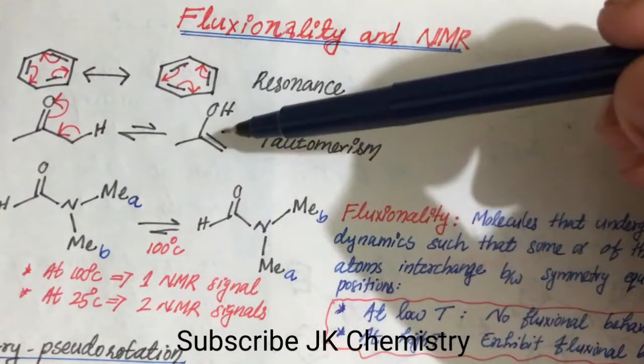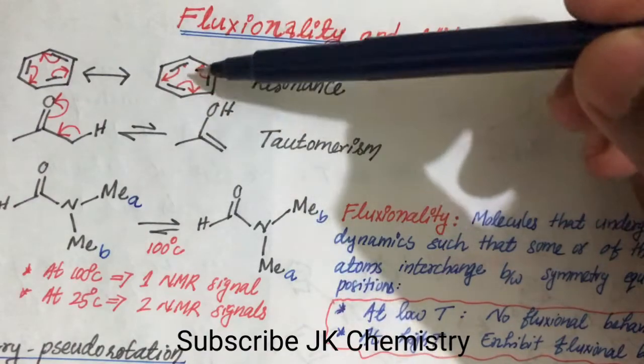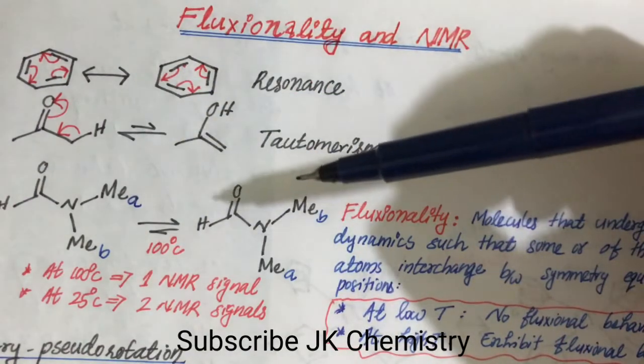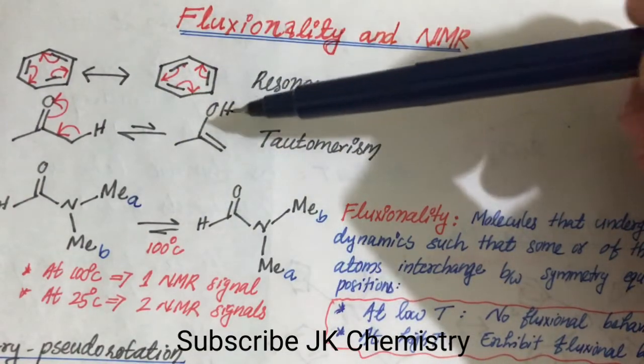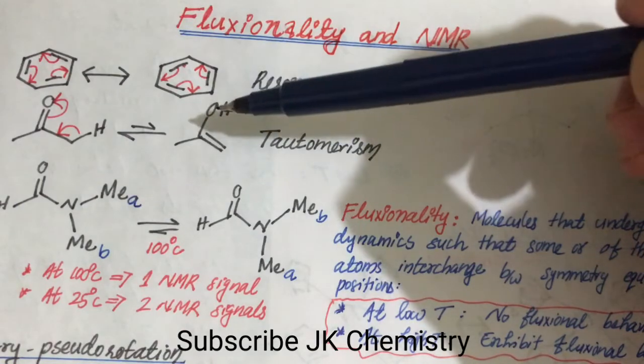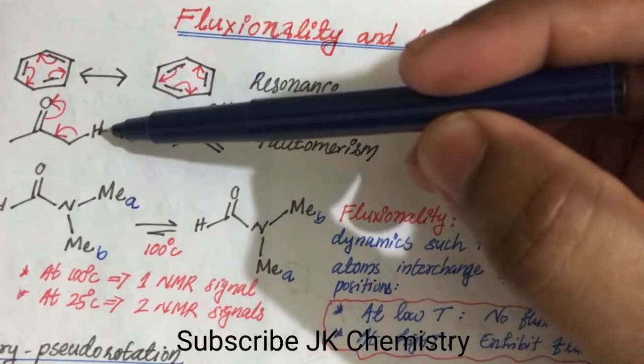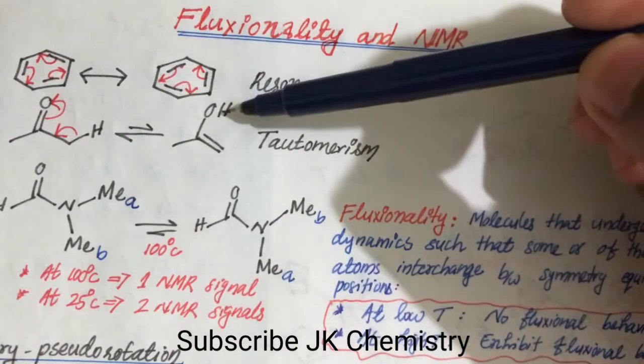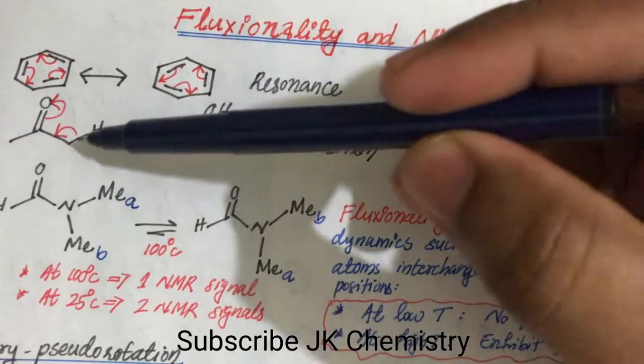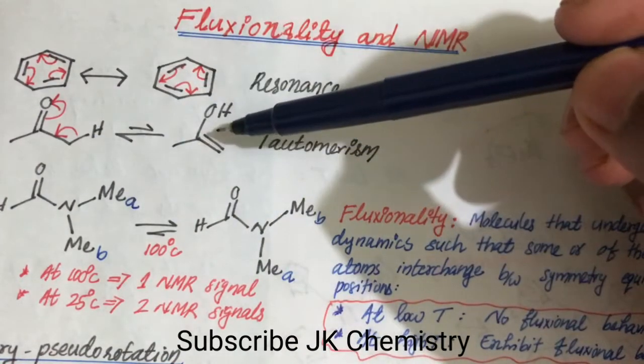This is the keto form, this is the enol form. The basic difference between resonance and tautomerism is that in tautomerism we can see a relative change in the position of an atom. See, the hydrogen is here, but here the hydrogen has changed to this position. Delocalization is present in both situations.